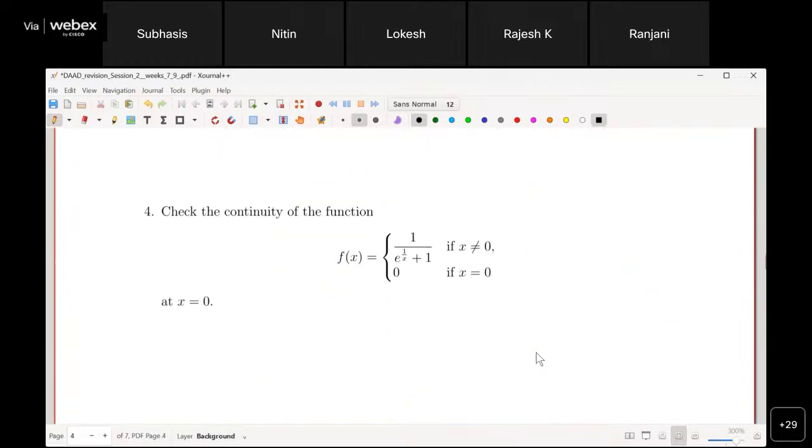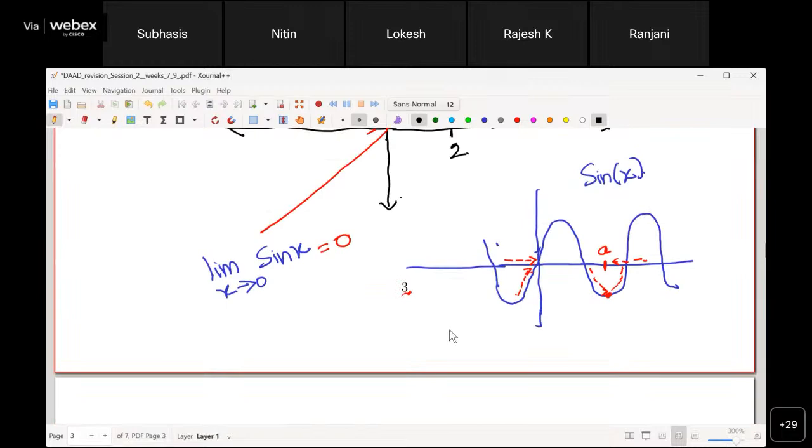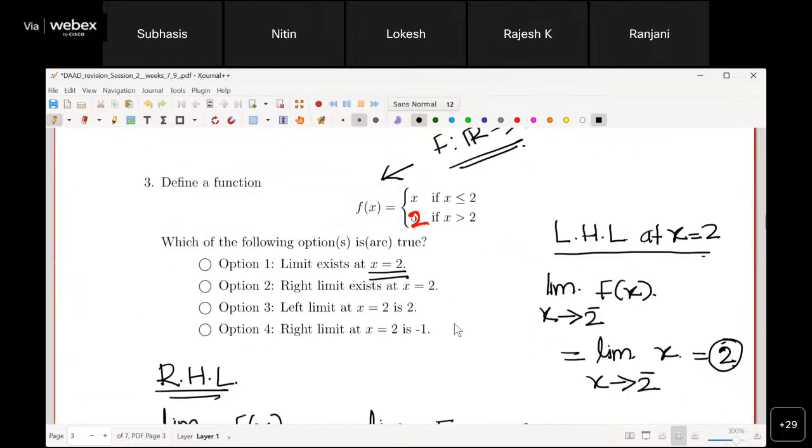So the answer for the previous question is option number 3, right? Let me check. So the left hand limit is 2, right? So left hand limit exists at x equal to 2. So that means option 1 is correct, right?